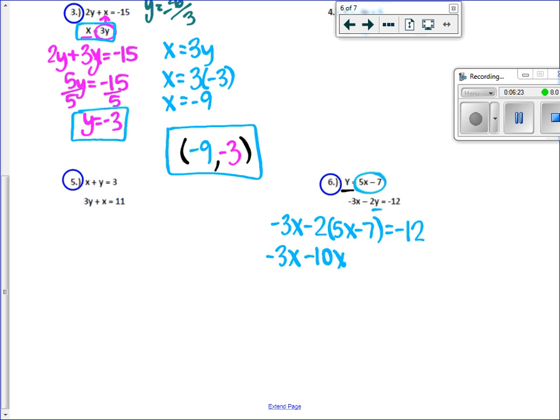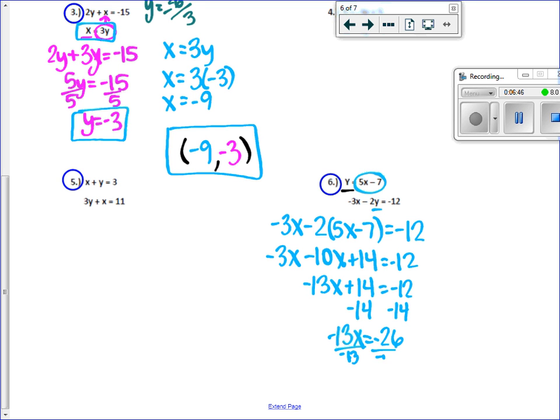Negative 10x plus 14 equals negative 12. We can combine our x's to be negative 13x plus 14 equals negative 12. Subtract 14 on each side. So then negative 13x equals negative 26. Dividing by negative 13, our x value is 2.